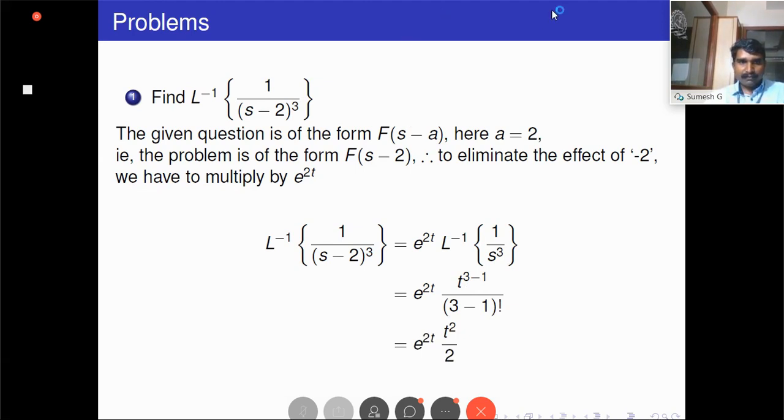So this is by applying first shifting property. Here the function is of the form f of s minus a. Here a is 2. So we have to eliminate this 2. To eliminate minus 2, we multiply by e raised to 2t, and by multiplying by e raised to 2t, this minus 2 cancels. Then we can directly find the corresponding inverse transform.